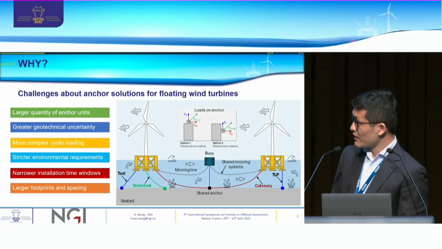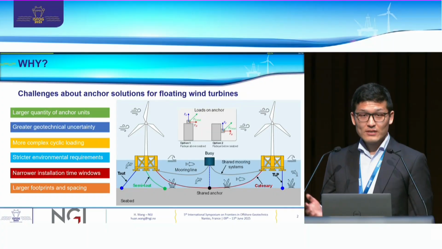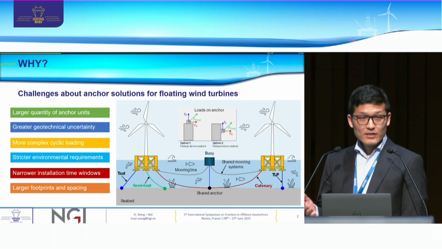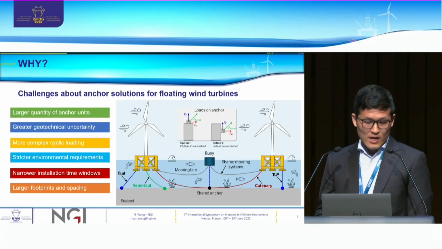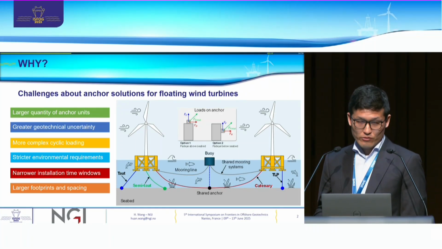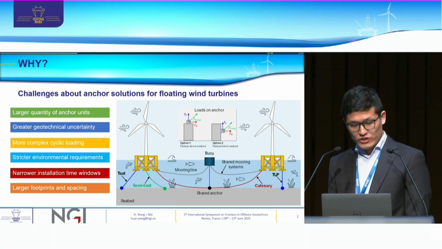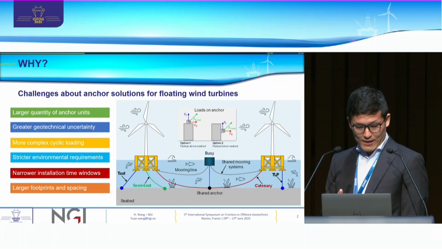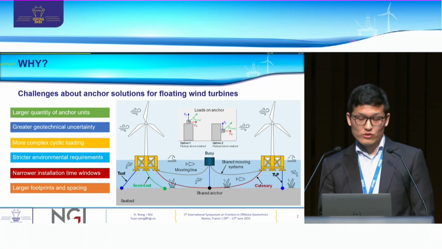And as you can see here, when it comes to floating wind, and I think many presenters already mentioned, we are dealing with a large quantity, like hundreds of thousands of anchors. We have much greater geotechnical uncertainty of the seabed. We have very complex, multi-direction load. We have very strict environmental requirements regarding the noise and the disturbance. And we also have a very narrow installation window, because that's the money. And we also will have a larger footprint for the spacing. So we really need innovation in the anchor solution for floating wind.